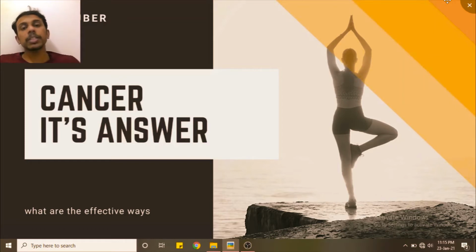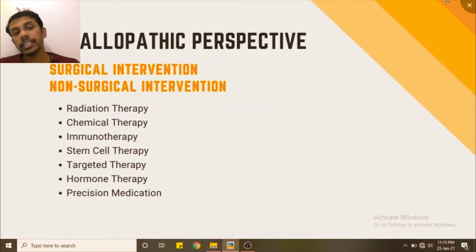So today we will be dealing with all the answers for your cancer. First and foremost, you need to understand the allopathic perspective of it, because today we will be trying to deal with both allopathy and naturopathy and get a better way of understanding these two.